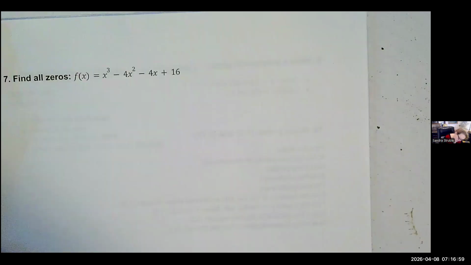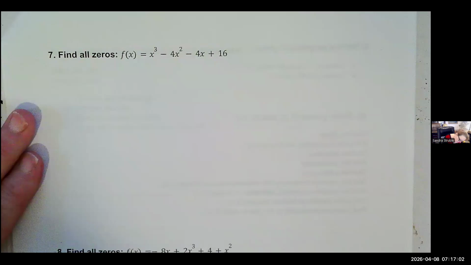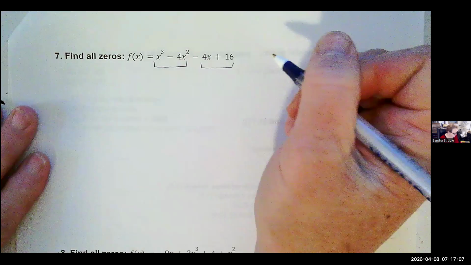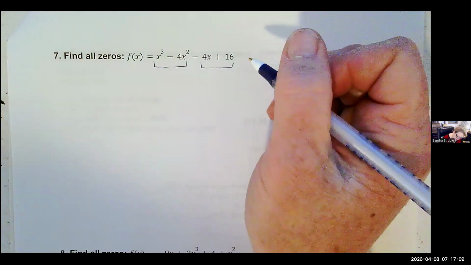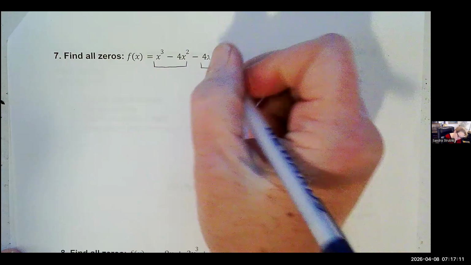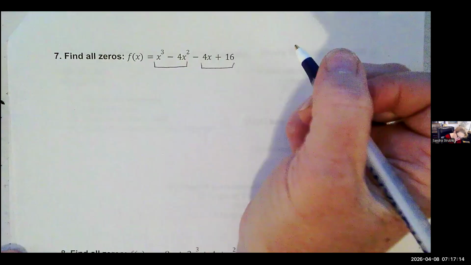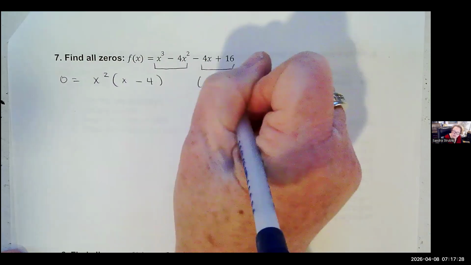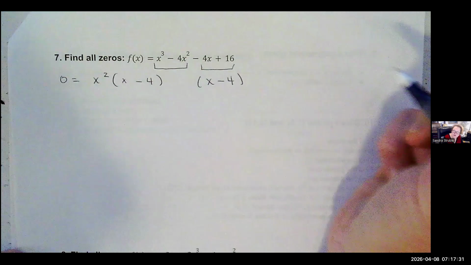Find all zeros. Okay. So first thing I'm going to do is look at these two and then these two, because there's 4 terms. All right, the first one, what do they have in common? And this is equal to 0, because we're finding zeros. They have an x squared in common. I can factor that out. When I do that, I'm left with x minus 4. Whatever I do over here, I want to end up with an x minus 4. So I need to factor something out that gives me an x minus 4 from this.